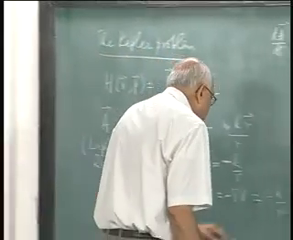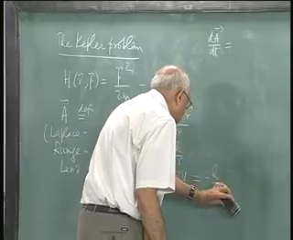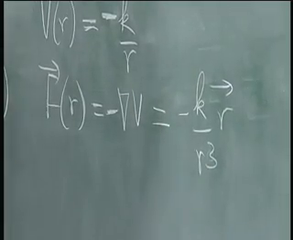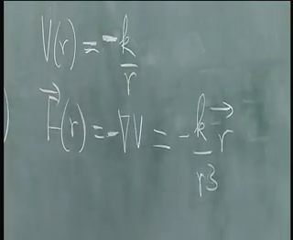It is more convenient to write this as minus k over r cubed r vector. So I do not want to fool around with this unit vector because that changes from point to point and I forget to differentiate it, so let us put this r.